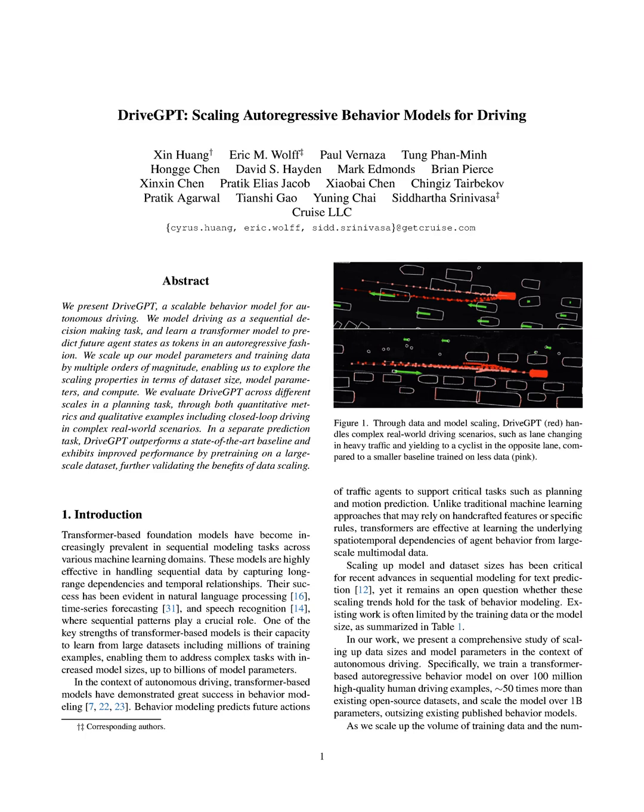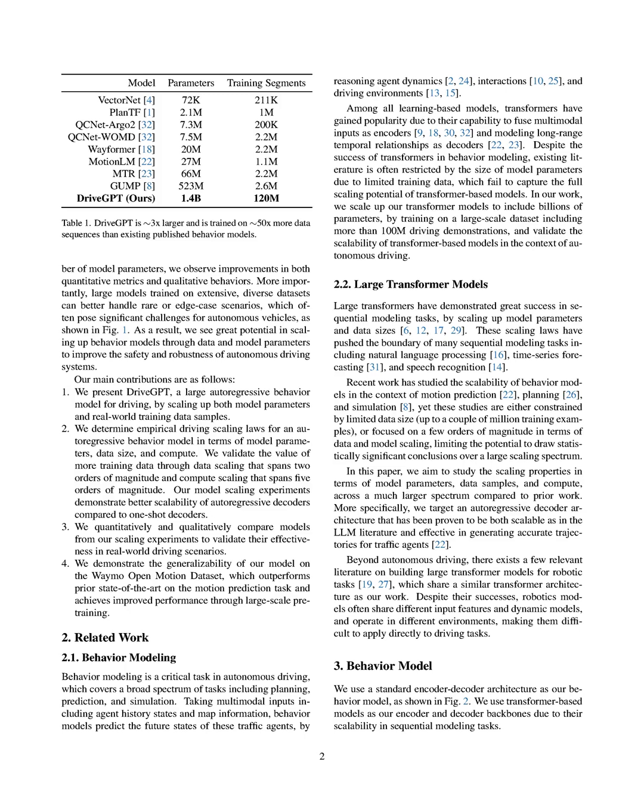The DriveGPT method offers significant theoretical and practical benefits over existing behavior modeling techniques, by leveraging a large-scale dataset of over 100 million high-quality human driving examples and scaling model parameters to over 1 billion. Theoretically, it establishes empirical driving scaling laws that demonstrate improved performance metrics as both data size and model parameters increase, particularly in handling rare or edge case scenarios that are critical for safety in autonomous driving.